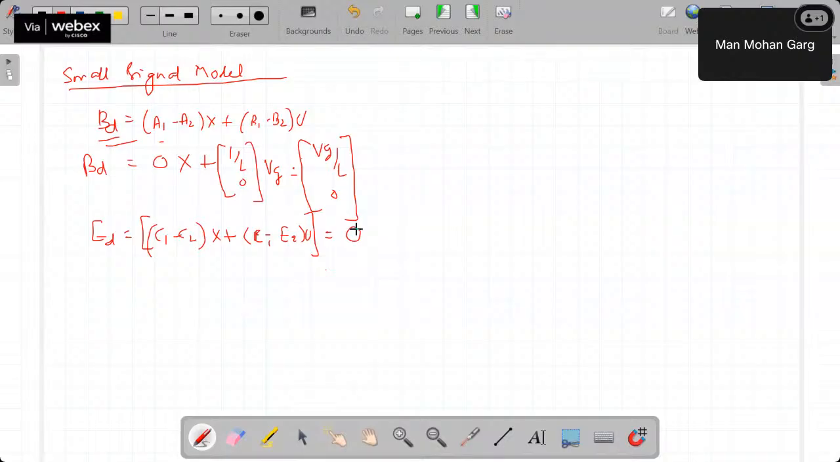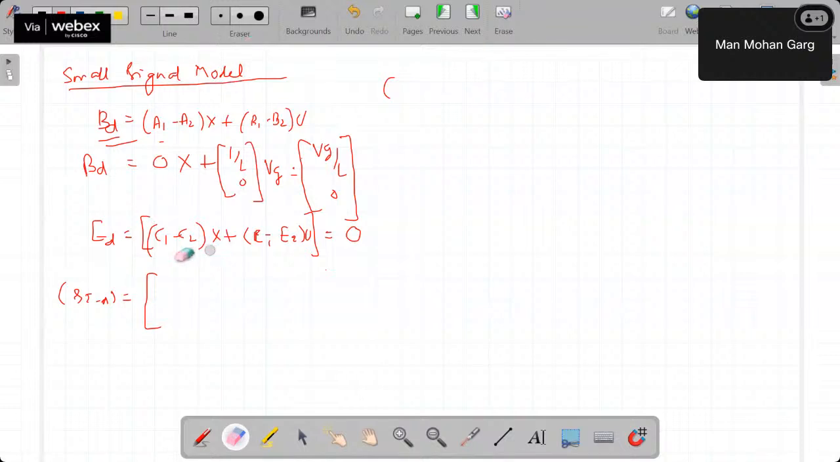Now it is in our hand which transfer function we want to find. Next is (SI minus A) inverse, because this is required in all the transfer functions. First we find SI minus A.